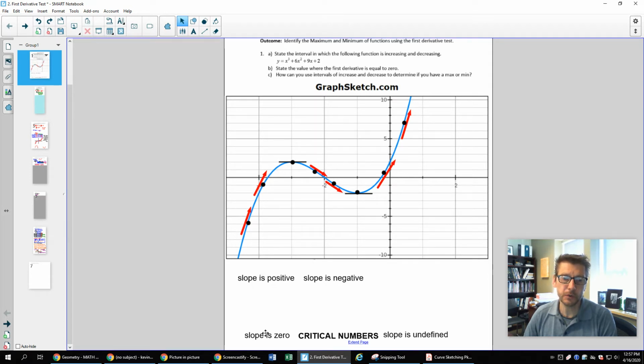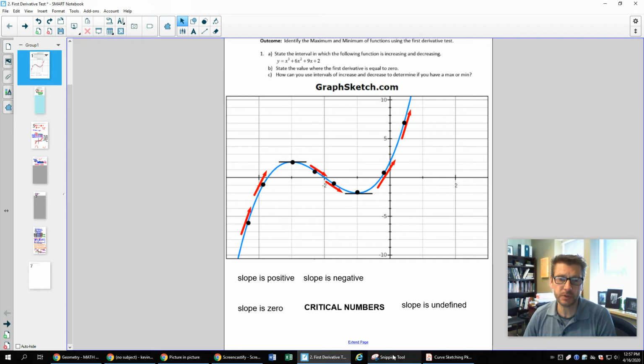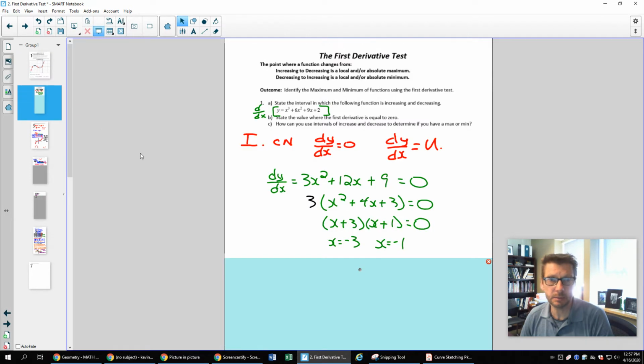So our first example is going to be about the first derivative test. To start the first derivative test, we need to know slopes, and we need to talk about the critical numbers in our slope. So we're going to talk about where things have a zero slope and where things have an undefined slope. All right, so example number one. Step one, I'm just going to use CN for critical numbers, because that's what we do in math. We just make things easier.